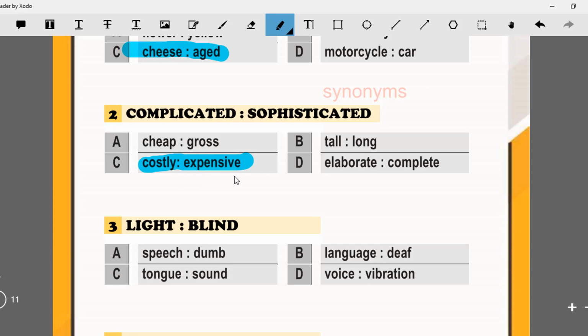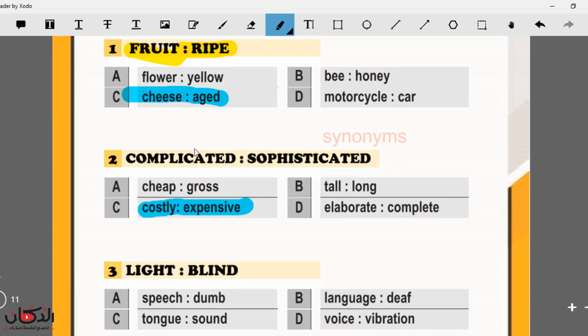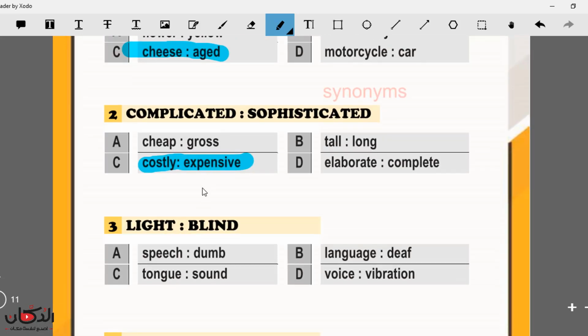Costly means expensive. Someone can say tall means long. Maybe, but you cannot use them in the same way. You cannot say to someone you are so long, you say you are so tall. So they are not used in the same way. So what is more accurate, what is closer to the pair here, is costly and expensive.